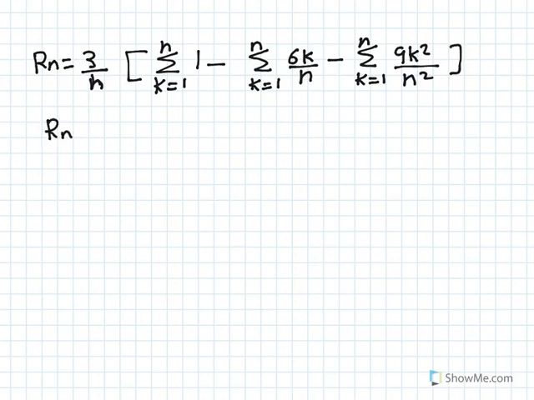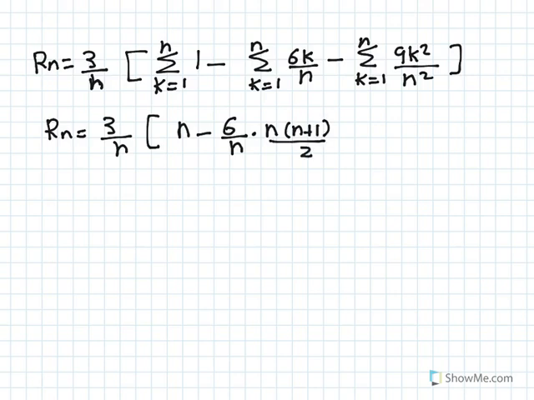So we get Rn is equal to 3 over n, and we know from one of the properties earlier that summation 1 is just going to be n, minus, let's pull out 6 over n, and summation k is going to be n times n plus 1 divided by 2. And now we're going to pull out 9 over n squared. It's a constant, passes right through the summation, minus 9 over n squared. And we get summation k squared, which we know to be n times n plus 1 times 2n plus 1 divided by 6.